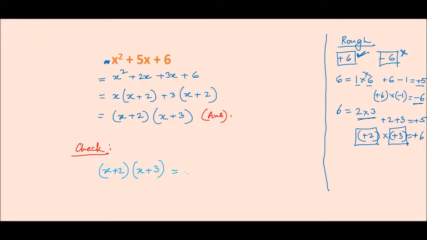x multiplied with x gives us x squared. x multiplied with plus 3 is plus 3x. Plus 2 multiplied with x is plus 2x. And plus 2 multiplied with plus 3 is plus 6. These two are like terms, so we can add them and we will get x squared plus 5x plus 6, which is our given expression or given polynomial. Let us move on to the next polynomial.